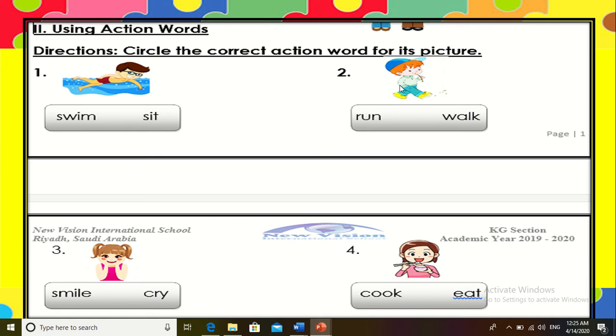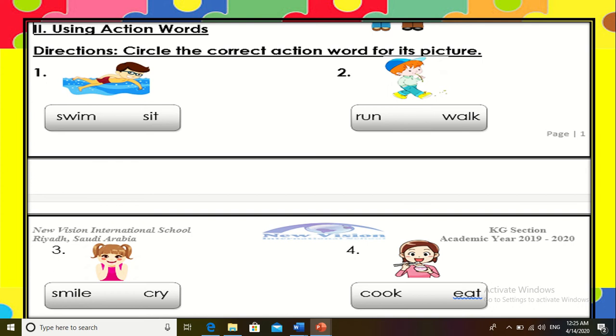Number 2, run or walk. Look at this boy. What is the action word for this picture? Run or walk? Number 3, look at this girl. The action word is smile or cry. Number 4, look at the picture. Cook or eat. Are you ready?